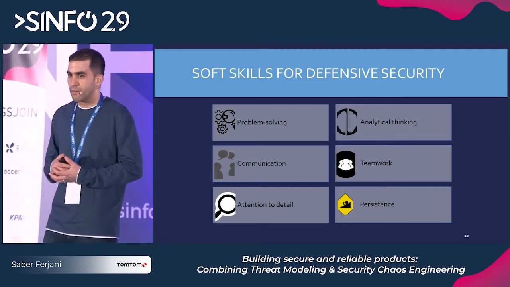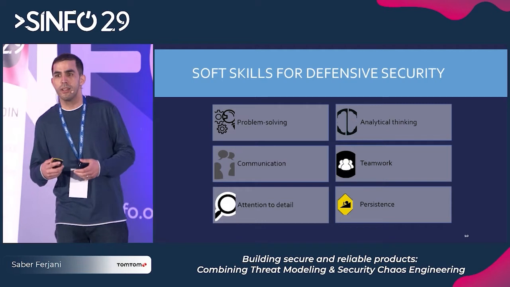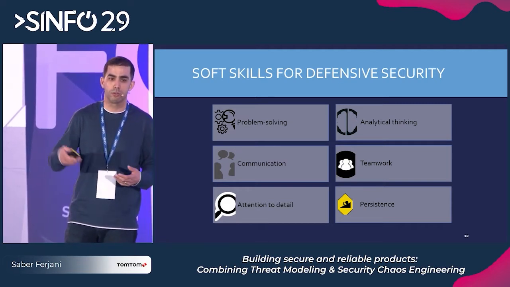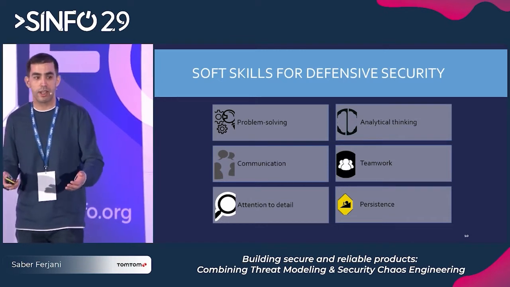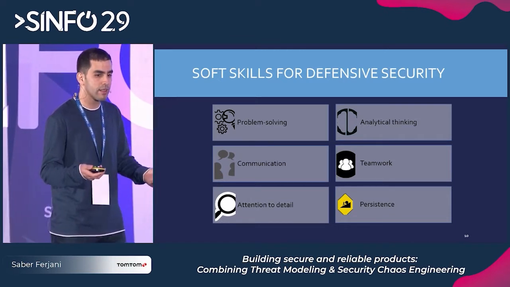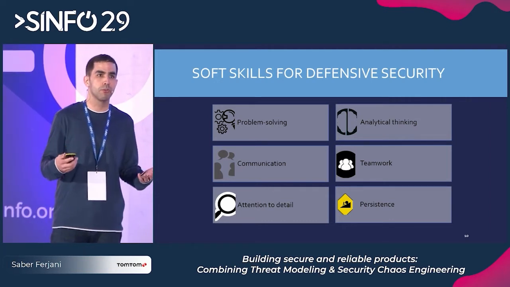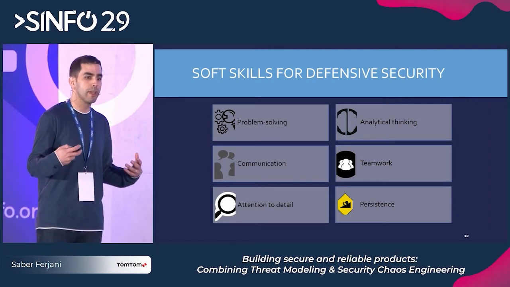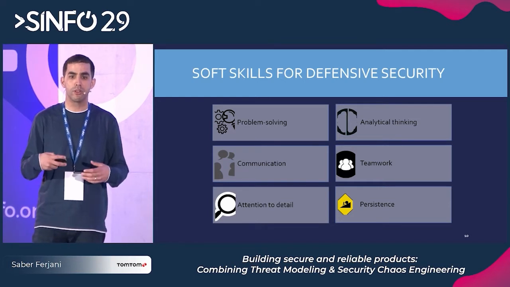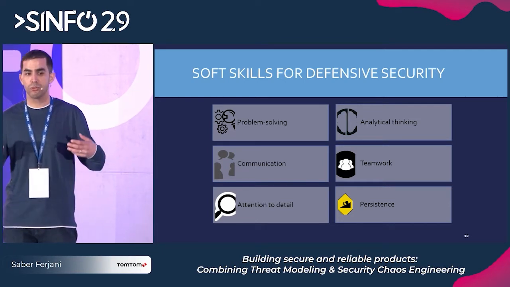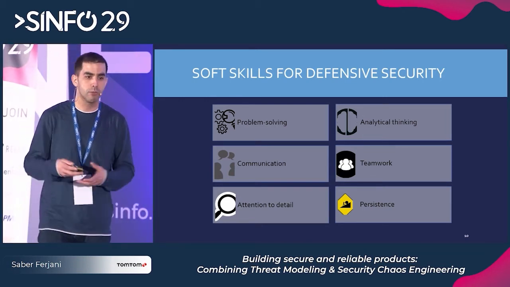Communication is key. Communication is key because, as a defensive team, you really need to talk with different stakeholders, from C-level to developer to architect to product owner, and sometimes even to external stakeholders. Also, you need to work in teams. We need to work in teams in order to share the knowledge that we all learn, and also to improve our product according to the lessons that we learned.